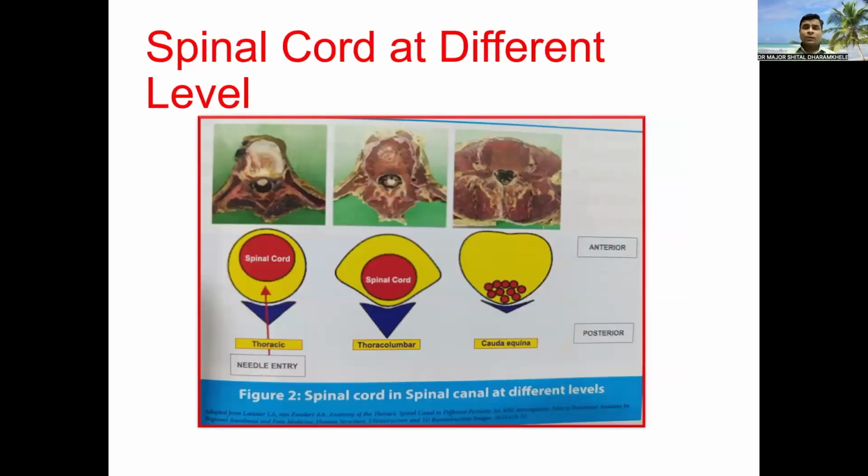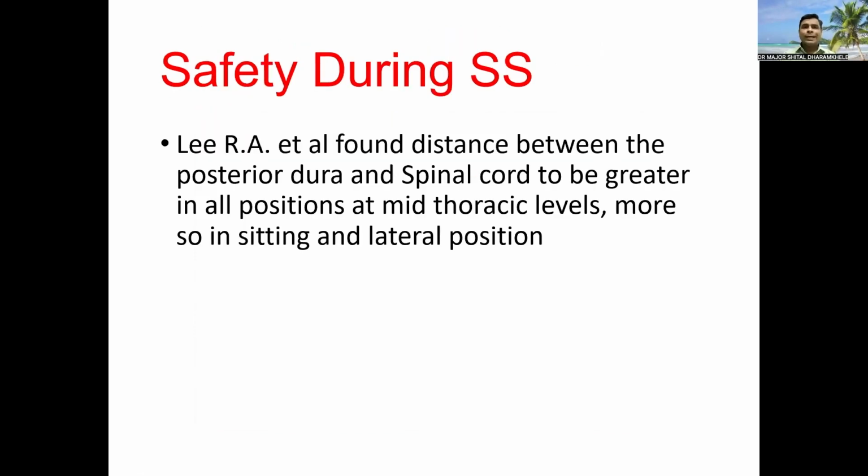Now this is the transverse and pictorial depiction of the spinal cord at different levels when it was transected in between. So this is the thoracic level where we are giving the spinal. There the distance is more than at the thoracolumbar level, and this is the cauda equina. So it is safe if you give the higher level spinal; the chance of injury to the spinal cord is very minimal.